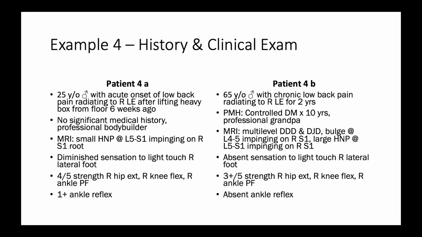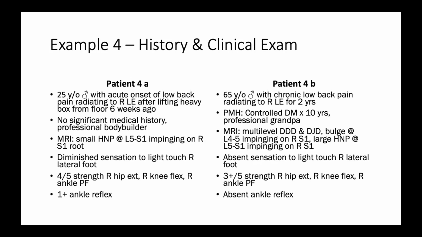for 2 years, so a much longer history. He does have diabetes, and he's not a professional weightlifter, but he's a professional grandpa. He had multi-level findings of degenerative disc disease and degenerative joint disease with a bulge at L4-5 impinging on S1 and an even larger herniation at L5-S1 impinging on the same S1. So he's got a double whammy hitting S1 anatomically.